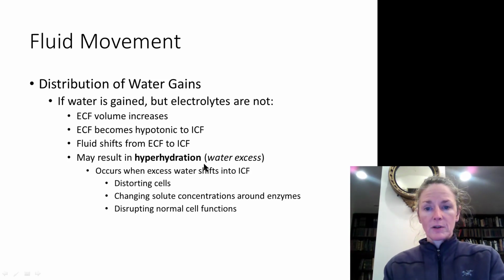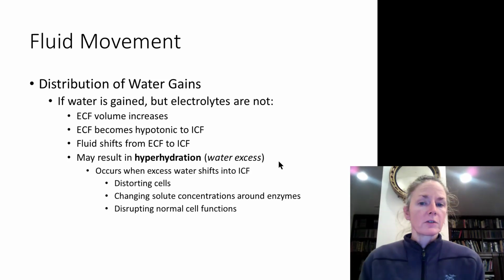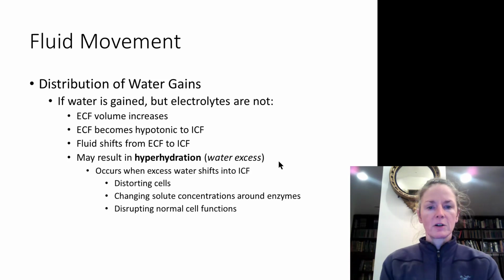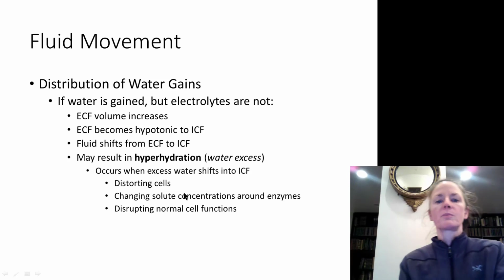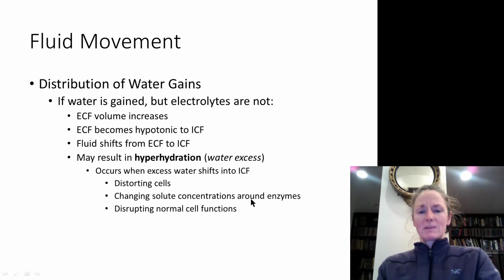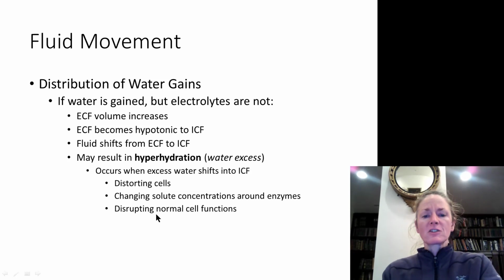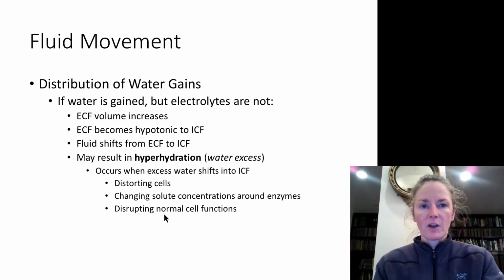And remember what happens if you put a cell in hypotonic solution, it will swell. If it goes too long, it can explode. So we've got our distortion of cells. And so this is going to cause problems because you're going to change the solute concentrations around the enzymes and disrupt the normal cell functions. Plus, eventually, you could actually have lysis of the cell.